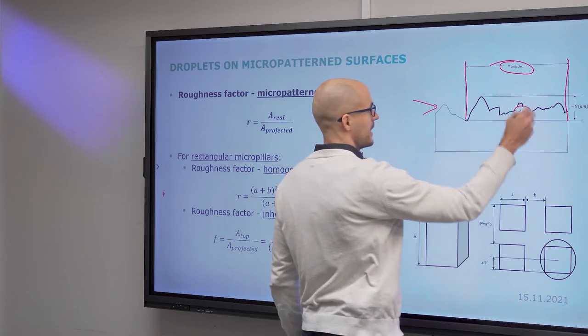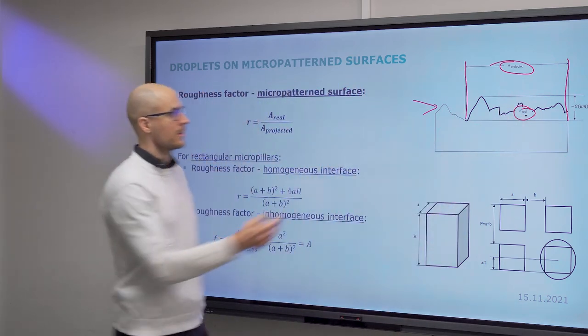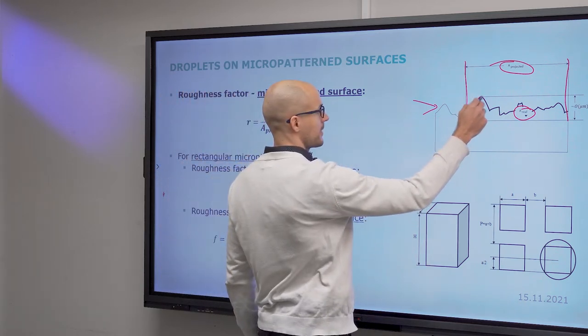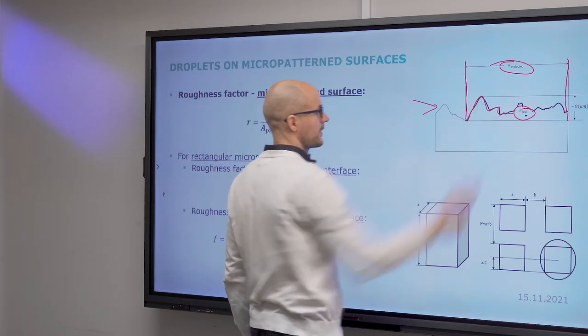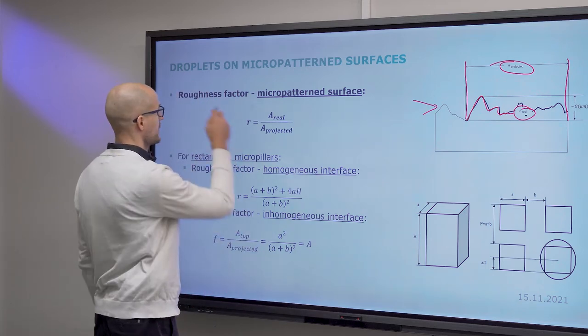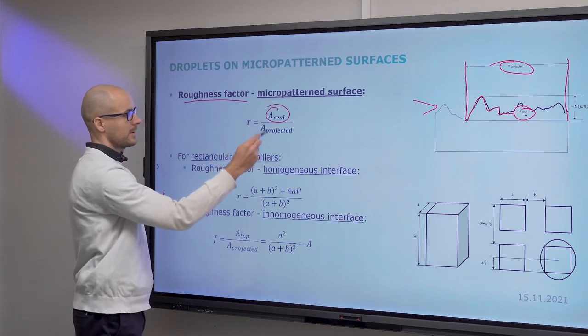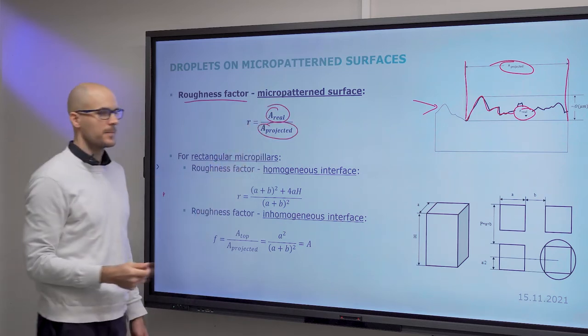But the real area takes into account also the roughness, so all these micropatterns that this surface has. So this is the full surface area. And the roughness factor is defined as the ratio of the real area and the projected area.